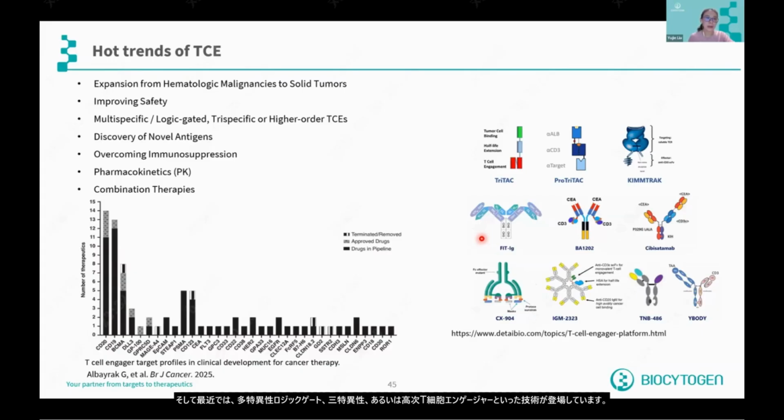Nowadays, there are more multi-specific, logic-gated, tri-specific, or higher order T-cell engagers coming up. A lot of clients are also trying to discover novel antigens, and they also want to overcome immunosuppression, and they also want to do a lot of work for PK improvement. Meanwhile, they also want to use combination therapies to improve the anti-tumor efficacy.